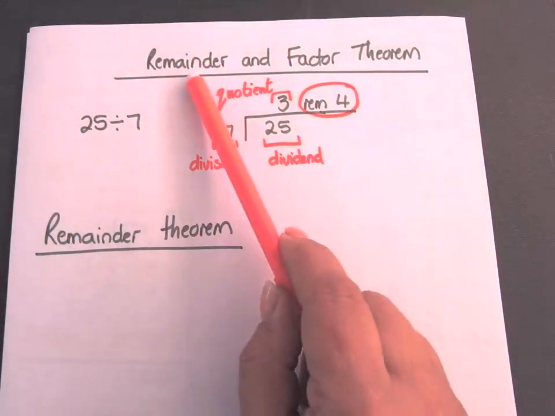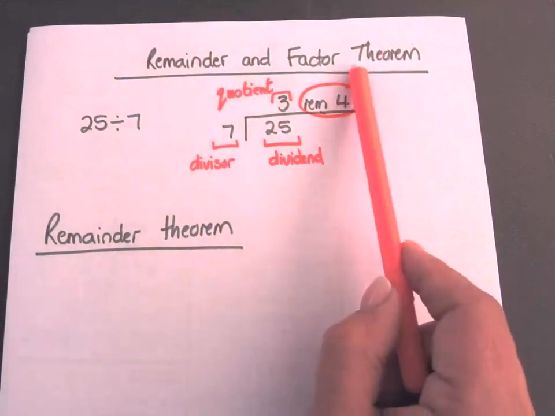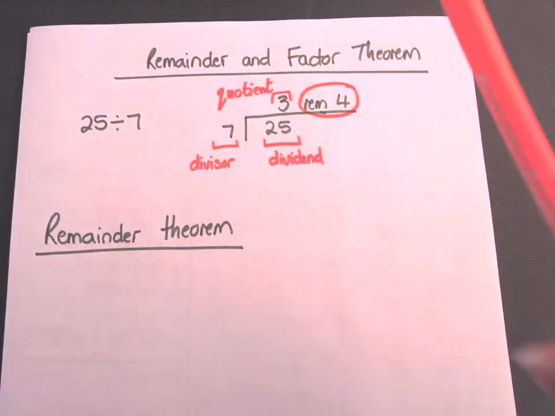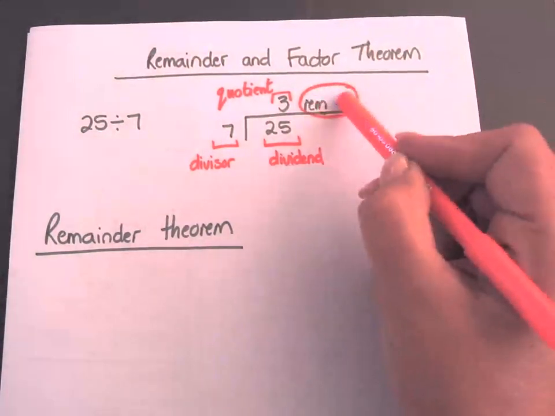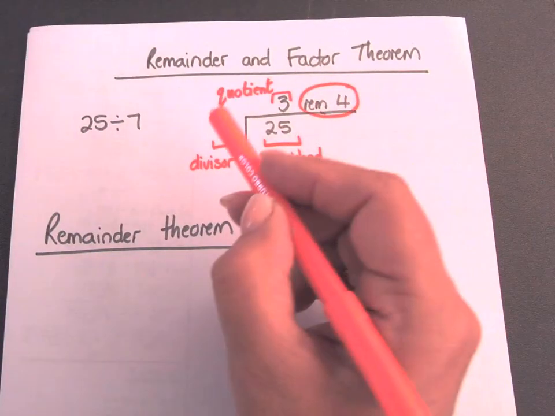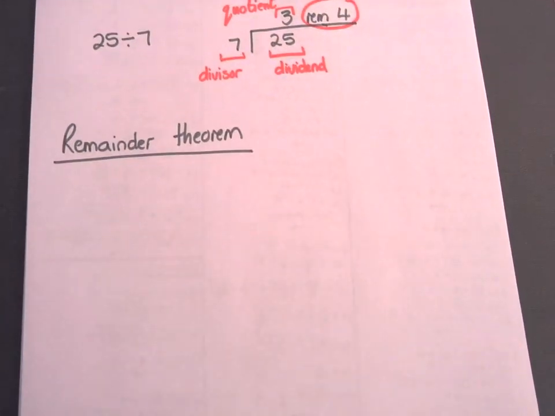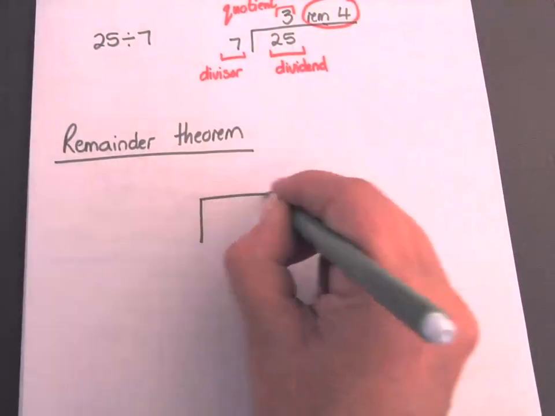The remainder theorem and the factor theorem is important for tomorrow's lesson. So you need to understand how to get the remainder without doing long division, and how to get a factor without dividing and without factorizing. Okay, let's say we have f(x).